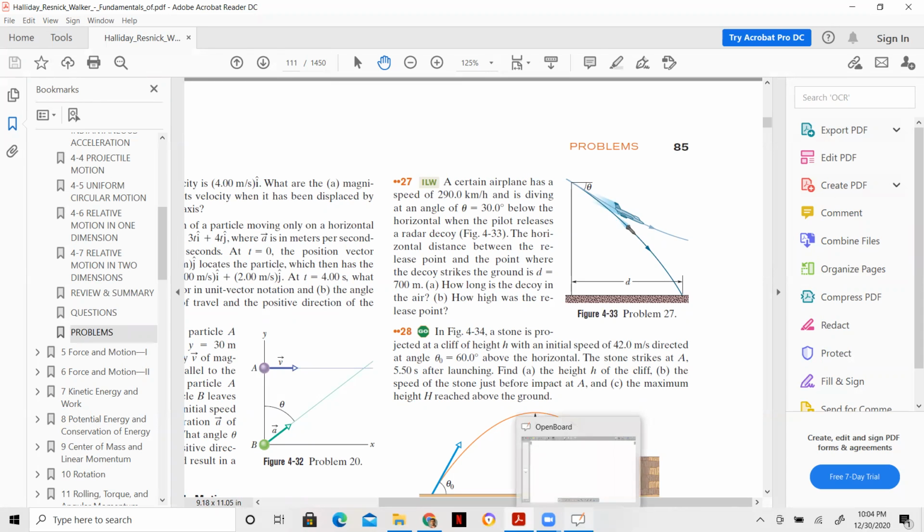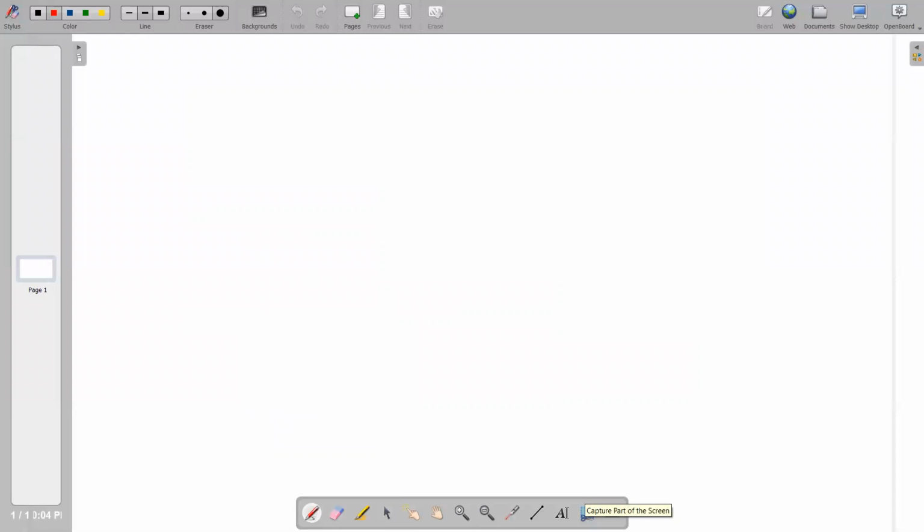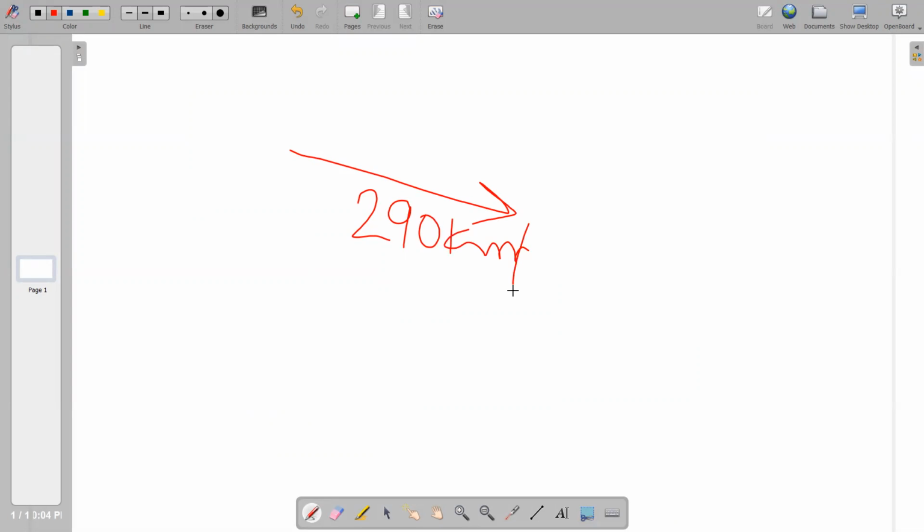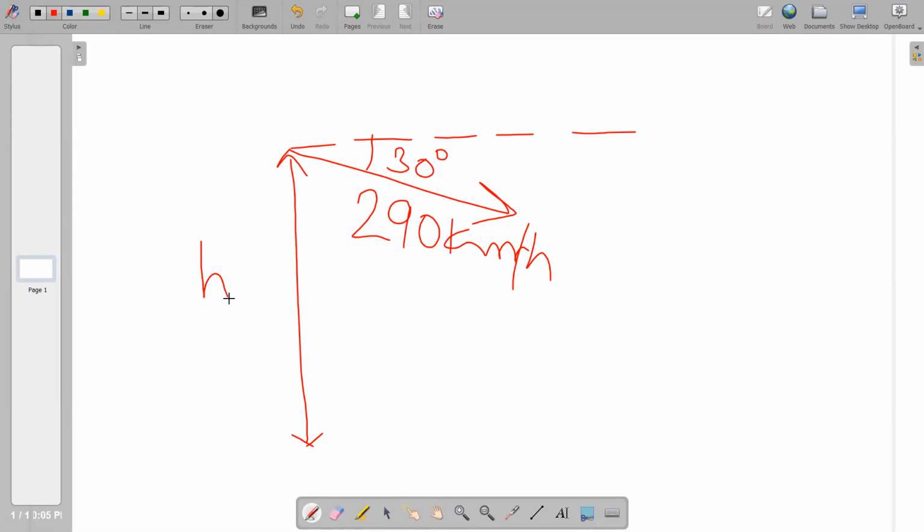So in this question, let's make a diagram. Suppose this is the velocity of the aeroplane, which is 290 km per hour, and it is directed at an angle of 30° below the horizontal. Let this be the vertical height, that is h, and this is the horizontal distance that it covered, that is 700 meters. Now part A says how much time was it in the air.